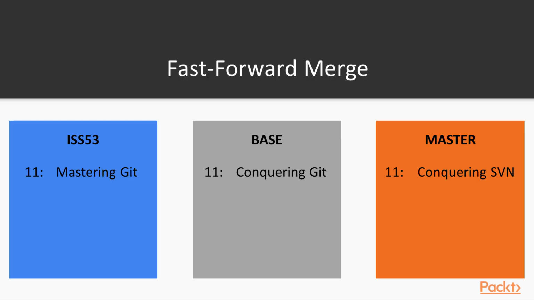Unfortunately, this can cause some trouble because it can be that two people edited the same file on the same line in two different commits. So let's suppose that your common ancestor on line 11 has a string that is conquering Git. But then you are working on issue 53, and on this issue, you change the line 11 to mastering Git instead of conquering. And someone else, maybe by mistake, changes on master or merges some pull request, and now the line 11 says conquering SVN instead of conquering Git.